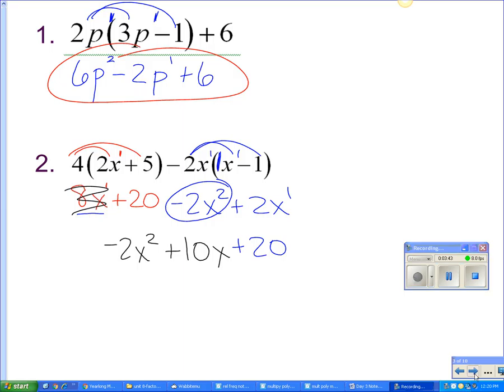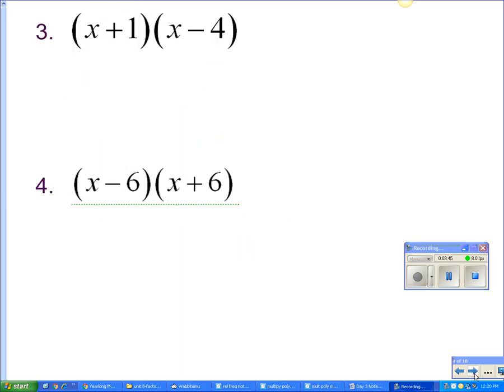Now, this next one is really, really new. You have to do a new technique. So let's just write it down for now: (x + 1)(x - 4).